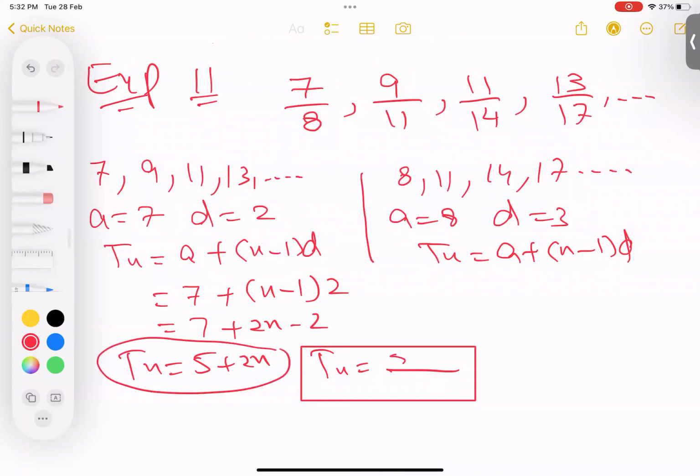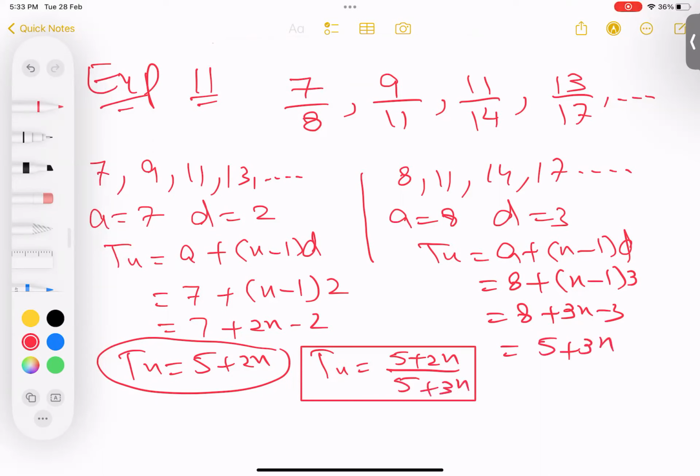I am plugging it up. 5 plus 2n. Okay. And the same approach here. 8 plus n minus 1 into 3. 8 copy. 3 times n, 3n. And 3 times 1 is 3. And I'm getting 5 plus 3n. So I'm writing here 5 plus 3n. And I believe all of you, let me recheck. Yes, it's correct. So I think all of you understood well how I got this one.